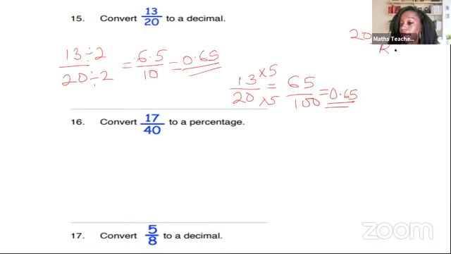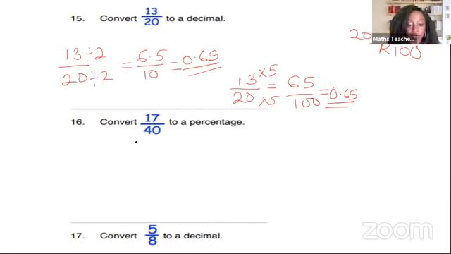And then you will have 10 more left, won't you? So how many lots of 20 in 10? That's not possible. You put 0, but you don't put any point anymore. So how many lots of 20 in 100? That will be 5, okay? So you can basically use the long division, or you use the short method.